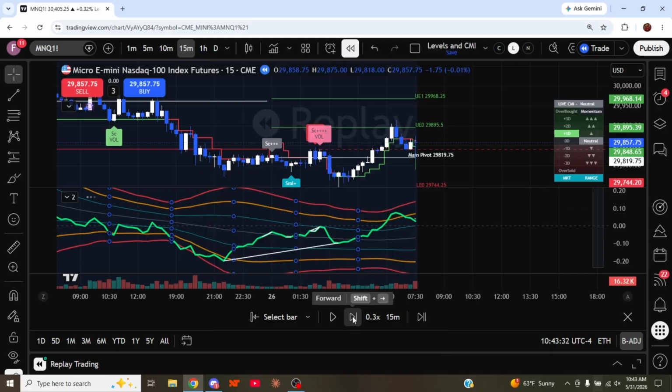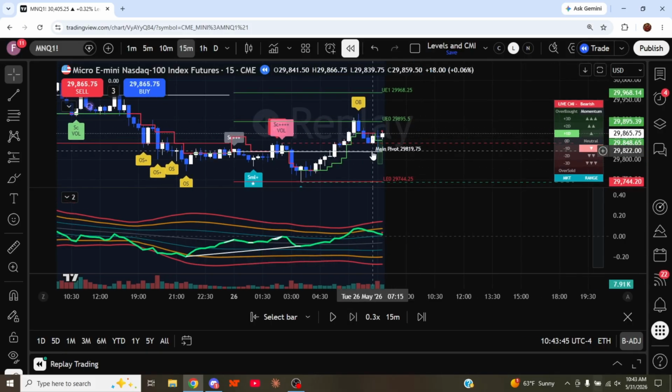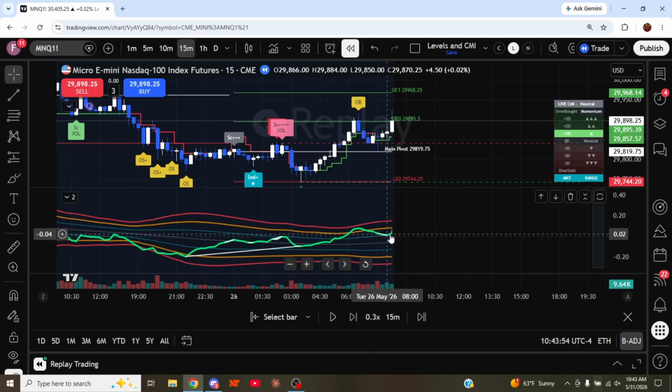Alright. Yeah, overbought there. So I could have sold into that level. That's alright. Now we rejected off this main pivot point, but we're still going down, close to New York Open. There we go. We start to curl up a little.